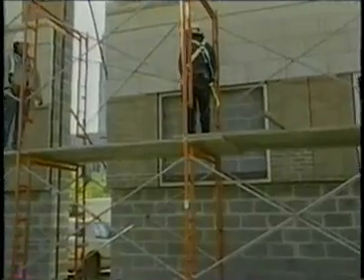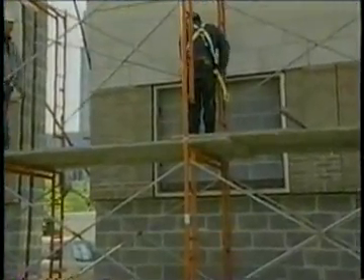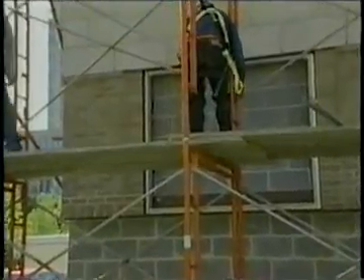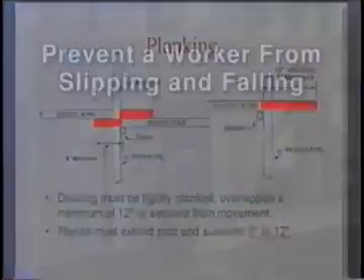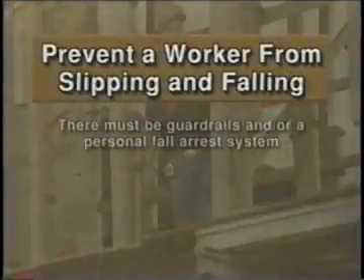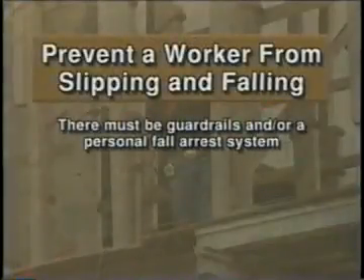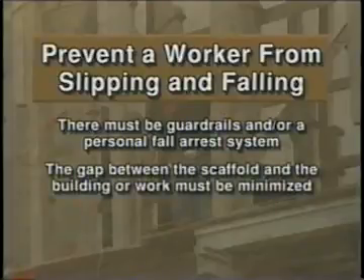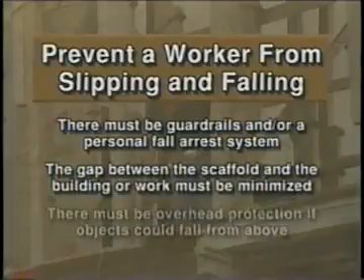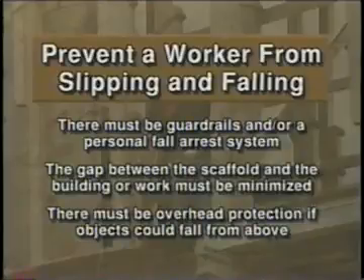The third way to make sure that planks will not slip is to overlap the decking a minimum of 12 inches, or to secure it from movement, and to extend the planks past the end supports by no less than 6 inches and no more than 12 inches. To prevent a worker from slipping and falling, there must be guardrails and or a personal fall arrest system. The gap between the scaffold and the building or work must be minimized, and there must be overhead protection if objects could fall from above.